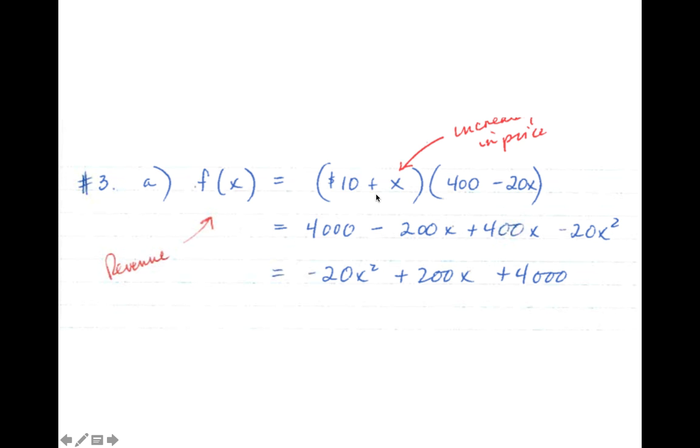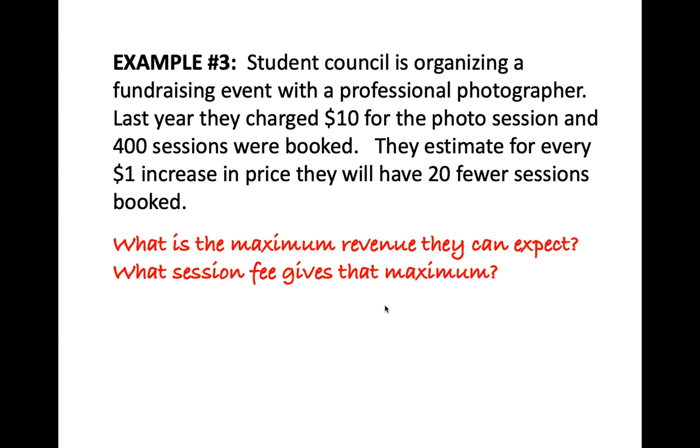So we've got the hard sort of part of this process done. The rest of it should just kick in as automatic. We're going to FOIL this. You'll see that I have FOILed it in all these terms, and then collect like terms, and I end up with a quadratic. So the next thing they want me to do is to figure out what is the maximum revenue they can expect and what session fee gives that maximum.